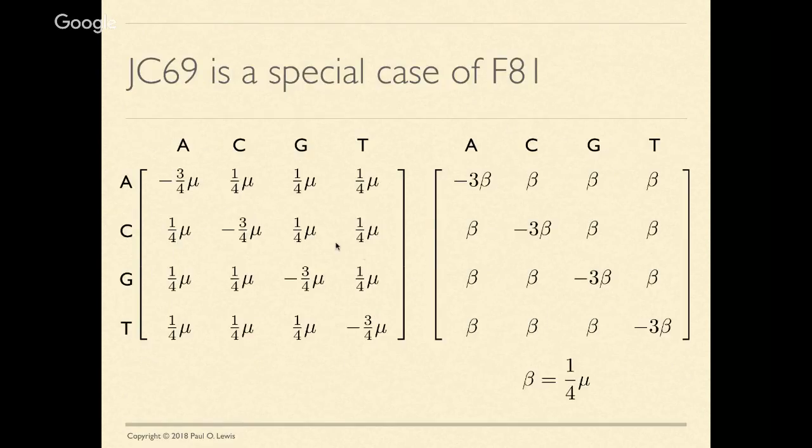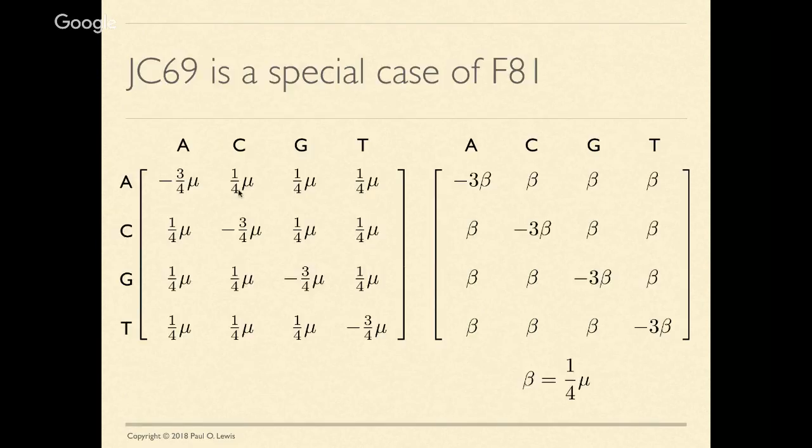So you might have noticed that I switched from using beta to mu as the general substitution rate parameter. And the reason I did that is because I want to throw in this slide to show that JC69 is a special case of F81, and it's also a special case of the K80 model. But to see that it's a special case of F81, let's just set all of the equilibrium frequencies to 1/4, which is true of the Jukes and Cantor model, and see what we get.